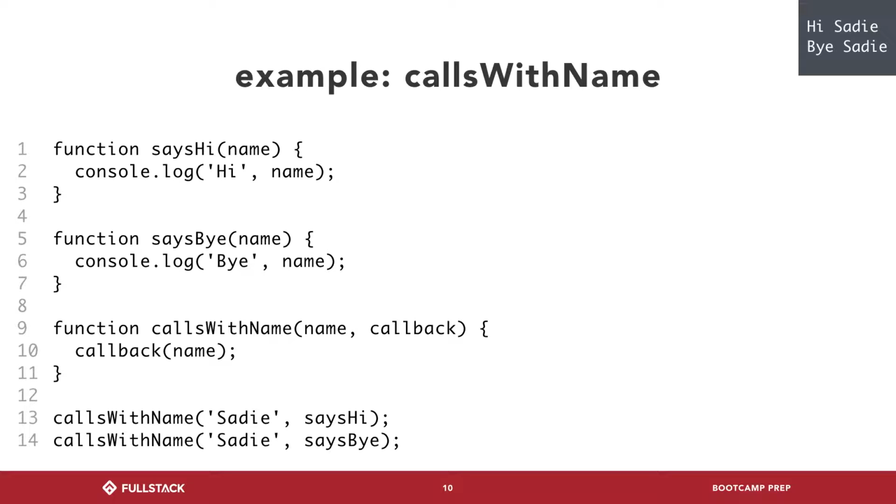So when I do calls with name, Sadie, says hi, I go to line 9 now, name is Sadie, callback is says hi. So on line 10, I'm invoking says hi and passing in Sadie as a name, which then takes me to line 2, where I console log out hi and the name that's being passed in, which is Sadie. So I log out hi Sadie. Similarly, on line 14, I pass in says bye. When I go to call, the name is Sadie, callback is says bye. So I'm invoking says bye, passing in Sadie as the argument, and I get to line 5, and then on line 6, I'm console logging out bye Sadie.